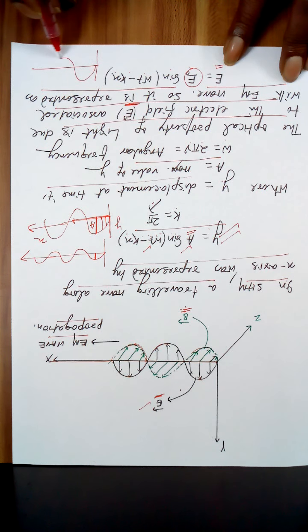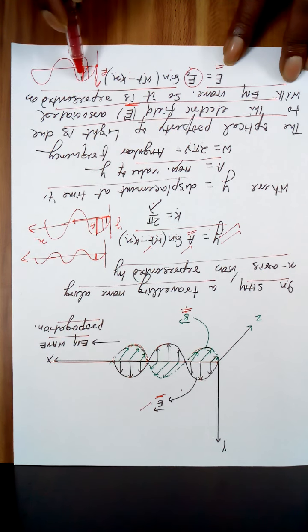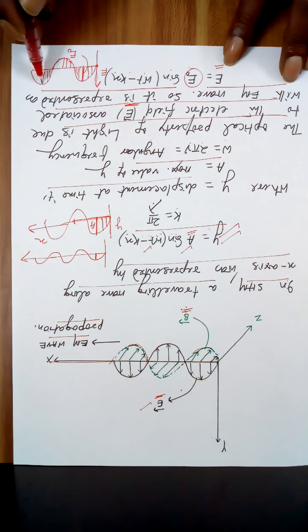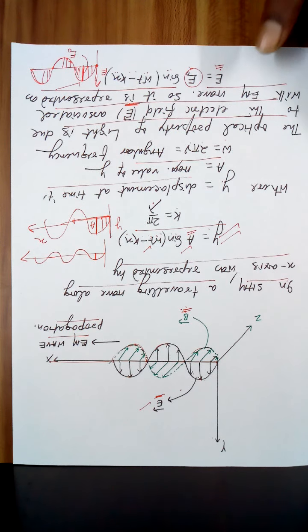Where E naught is maximum. This is E naught. To this side is your E. At this point E is 0, at this point E is this much, at this point E is maximum, then it reduces, becomes 0. It increases on the other side, becomes maximum, again reduces, becomes 0, again increases, becomes maximum, again reduces, becomes 0. So E is equal to E naught sin(omega t minus kx), right?